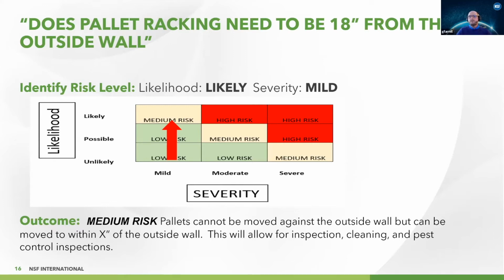Now, what does medium risk mean? And this is the one where it's important to have your outcomes. There's no turning back now. You've identified the outcomes before, right? There's no changing our mind. So medium risk means pallets cannot be moved right against the outside wall. Can't move them right up, but we can move them within X inches of the outside wall. And I purposely put X there because I do not want to take away from this roundtable. Jeff told me I could go 6 inches from the outside wall or 5 or 9 or whatever. So I put X there for that. So this will allow for cleaning, inspection, and pest control inspections.